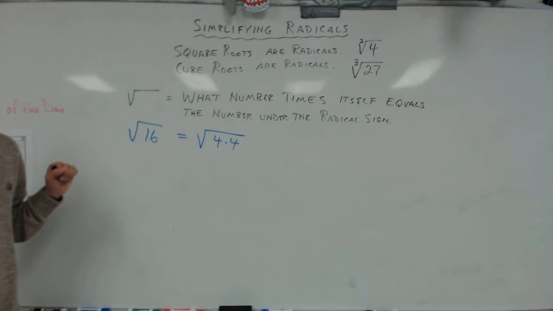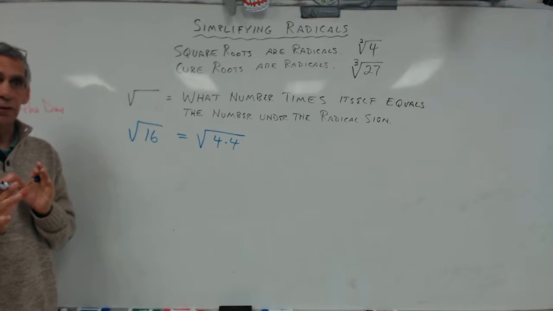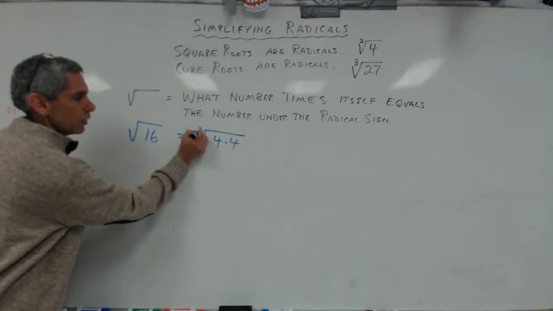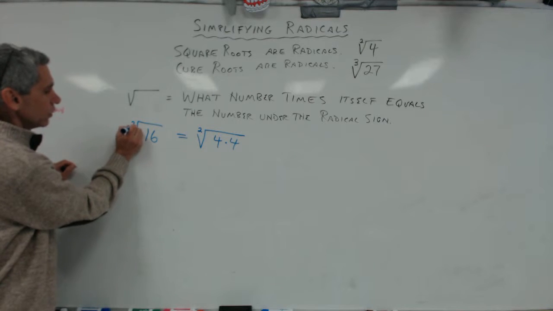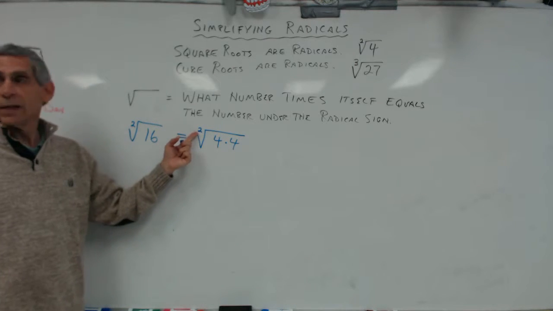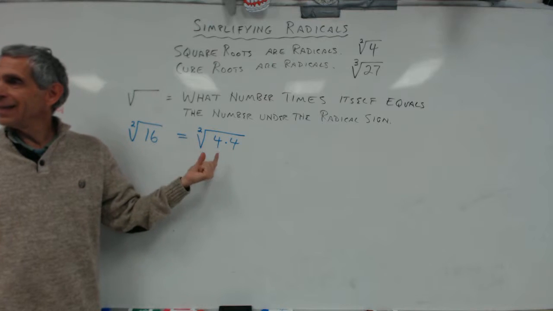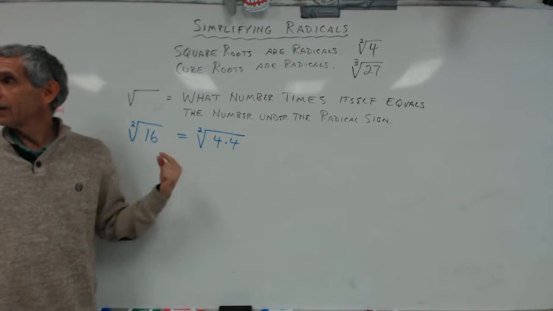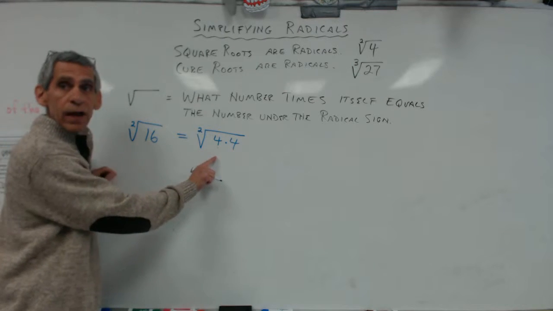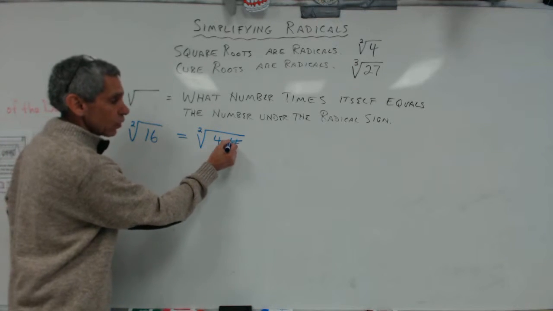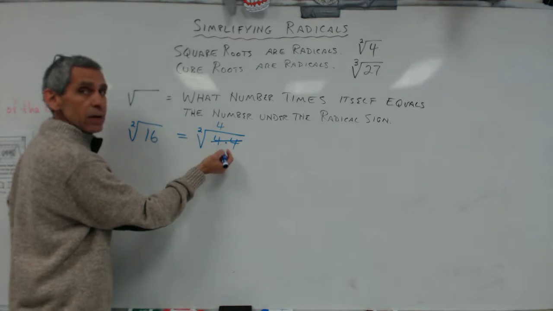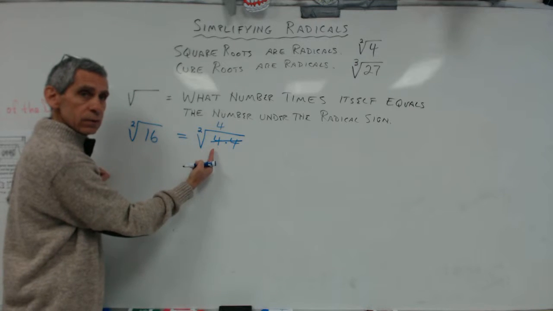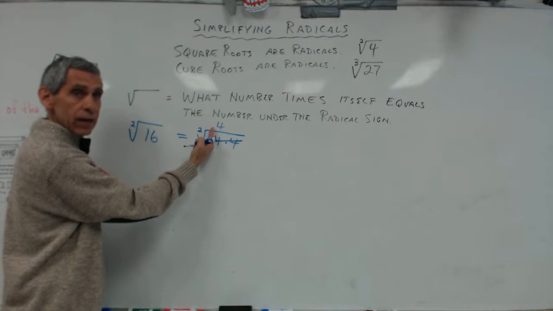Why do I do it? Because I want you to see something first. This is a square root because it doesn't have anything here, so there's a hidden 2 in here. What that 2 says is I need 2 of the same number multiplied times each other before I can bring them out. Notice I have two 4s here. I can cross those two out and they come outside the radical sign as one of them.